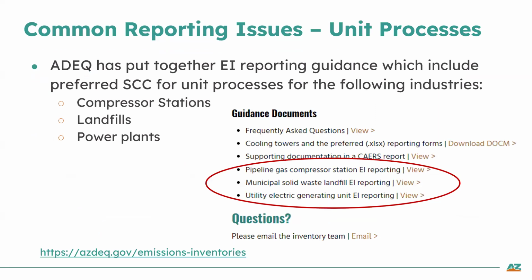For those reporting emissions inventories for compressor stations, landfills, and power plants, our team has developed a guidance document which outlines the preferred SCC for each unit process typically found at those facilities. You can find these guidance documents on our website. We compare reported SCCs to the SCCs listed in these documents during our QA process. By the way, if there is no SCC to best describe your process, please let us know. We can always work with EPA to create a new SCC if necessary.